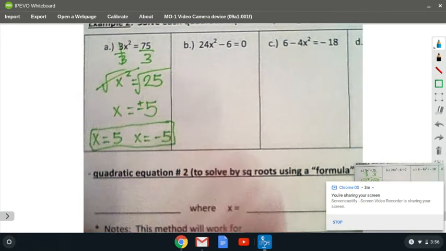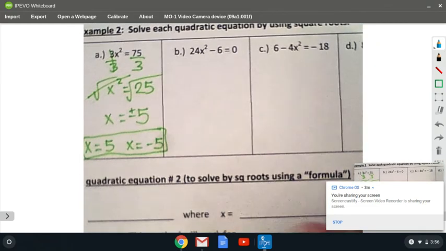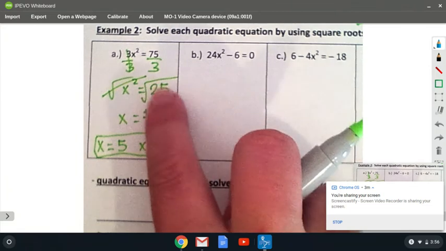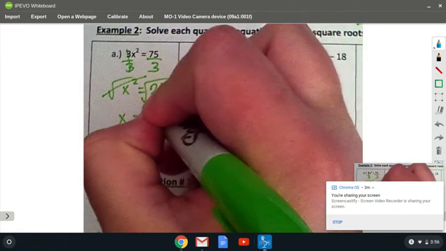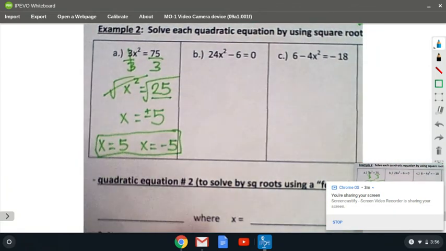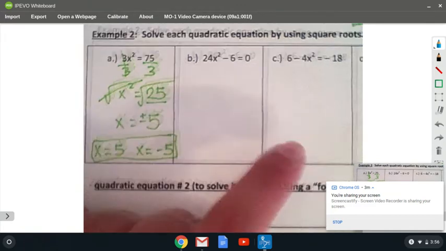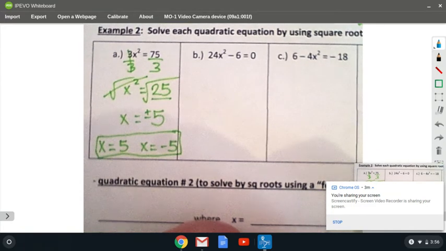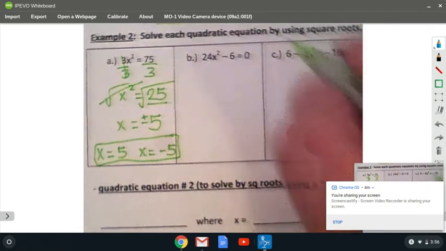B is a little more complicated. In fact, I think the rest of these are a lot more complicated in the sense that it doesn't come out to a perfect square. This value was a perfect square. 25 is a perfect square. The rest of these problems are not perfect squares, so we have to use our calculator.